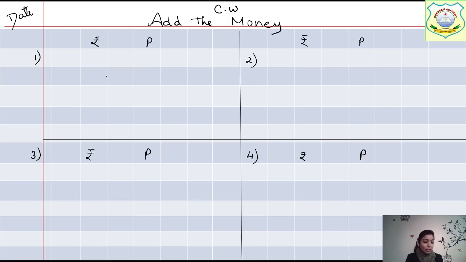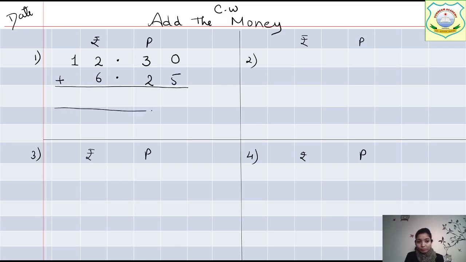First question is 12.30. That means 12 rupees and 30 paise. In one box you have to write one digit. Be clear about it. Now what we have to add? We need to add 6 rupees and 25 paise. Now we will draw the line like this, and then here we will be writing the answer.